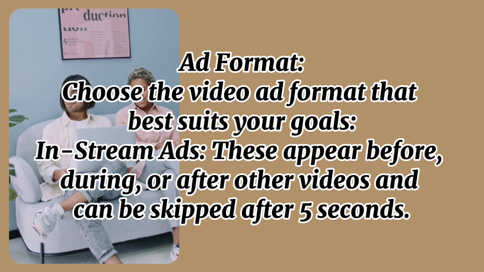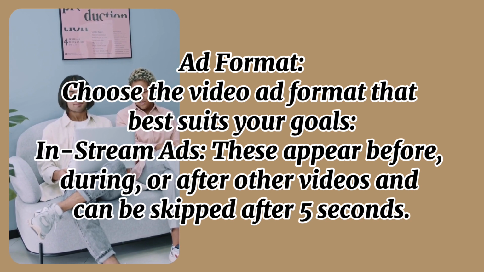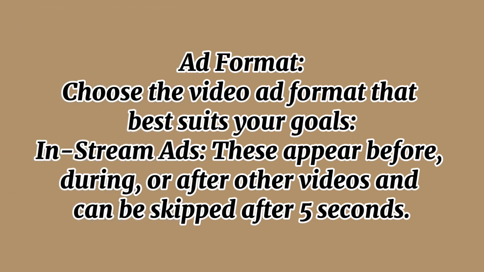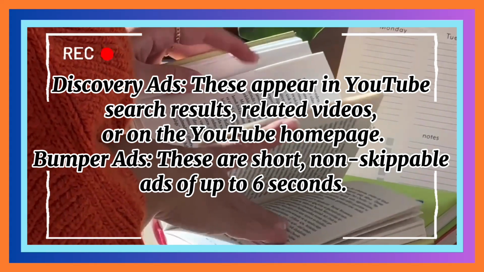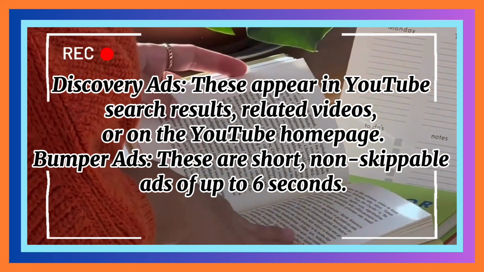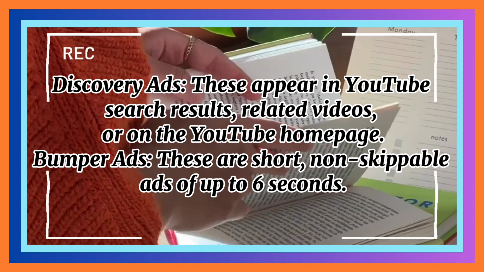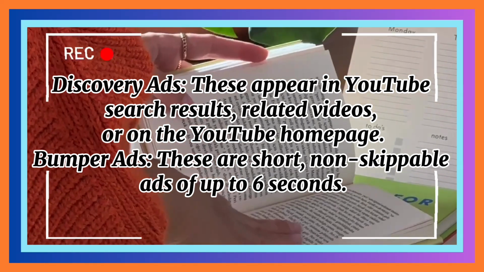Ad format. Choose the video ad format that best suits your goals. In-stream ads. These appear before, during, or after other videos and can be skipped after 5 seconds. Discovery ads. These appear in YouTube search results, related videos or on the YouTube homepage. Bumper ads. These are short, non-skippable ads of up to 6 seconds.